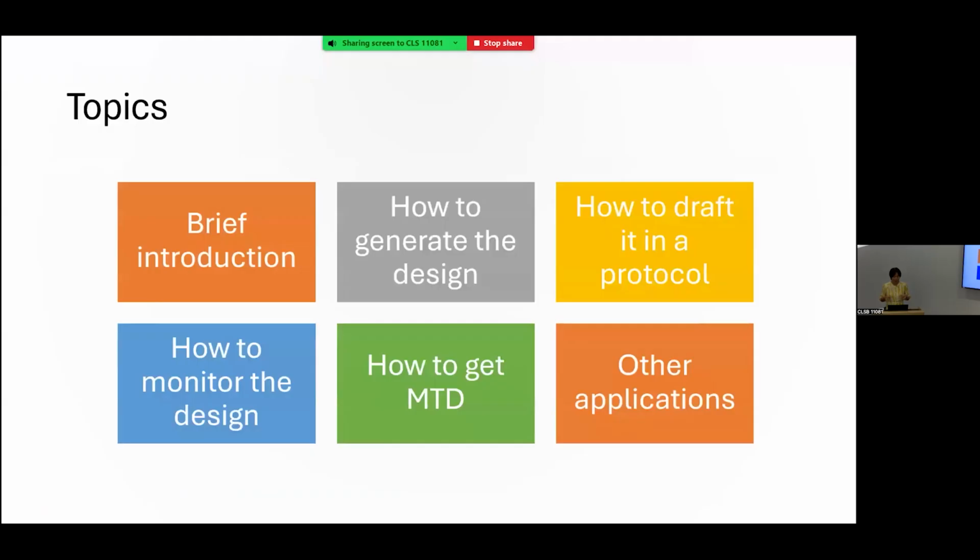So for the first 1 hour, I will cover these topics. I will give a brief introduction of the BOIN design and how to generate it, how to draft it in the protocol, how to monitor the design, and eventually how to get to the MTD. And then I will also talk about other applications of the design in the clinical trial. Then Nabia will take over to focus on this blue panel. She will talk more in details about the statistician's role in monitoring toxicities in clinical trials.